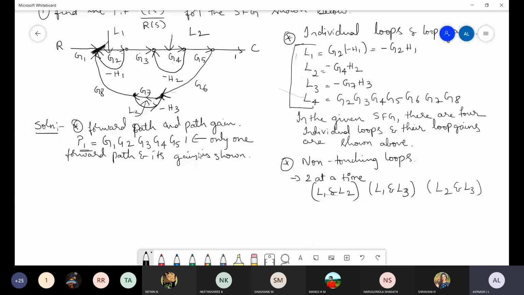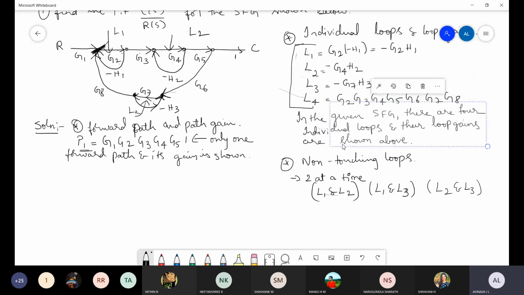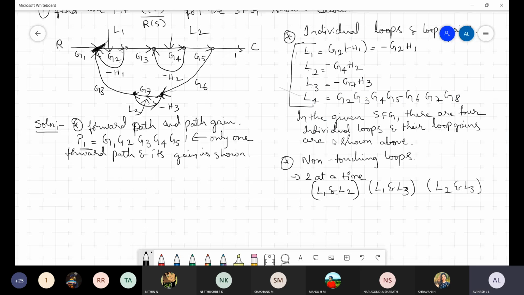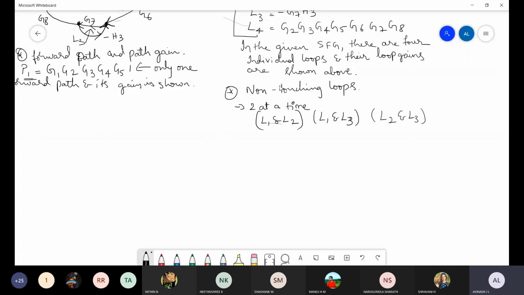Yes, sir. So once you have taken the non-touching loops, two at a time, you can write that there are three pairs of non-touching loops taken two at a time.